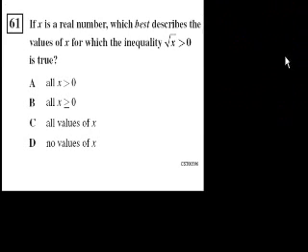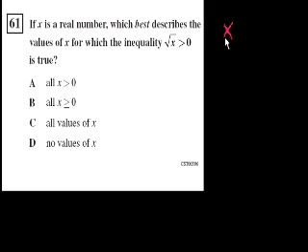Problem 61. If x is a real number, which best describes the value of x for which the inequality, the square root of x greater than 0, is true? So I'm assuming we're dealing with the real numbers, because if I get an imaginary number here, it's even hard to compare it in terms of magnitude to 0. So they're actually just asking us what the domain is, right? What x's can we put in here and get an answer where we can make some type of sense out of this statement? So obviously I could put a positive x here, right?